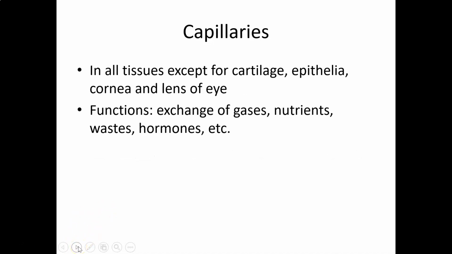We find capillaries in all the tissues except for cartilage. Remember back last semester, cartilage is avascular. Epithelial tissue is avascular. The cornea and the lens of the eye are avascular. And that should be pretty obvious. If they weren't, you'd see blood all the time.